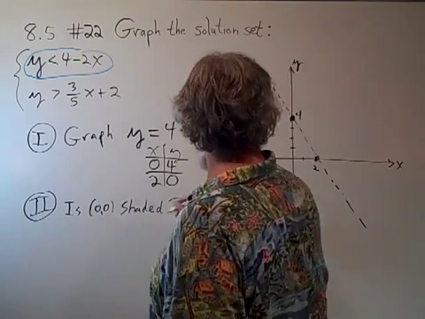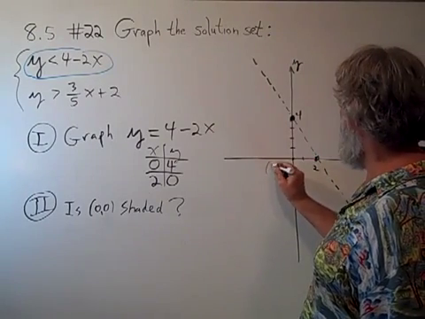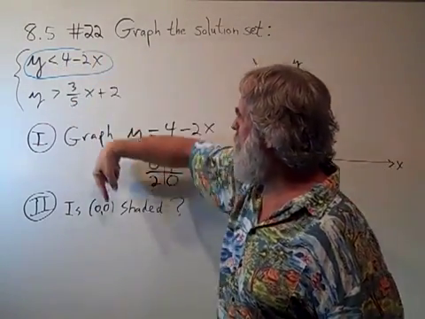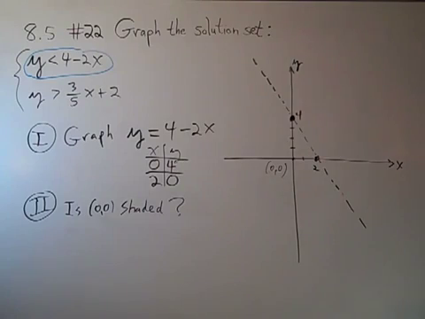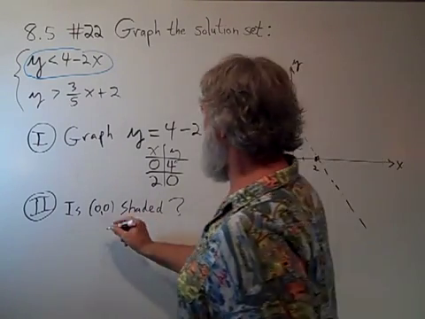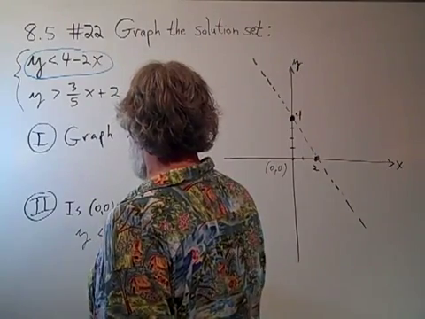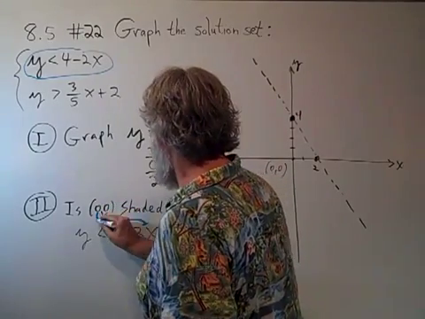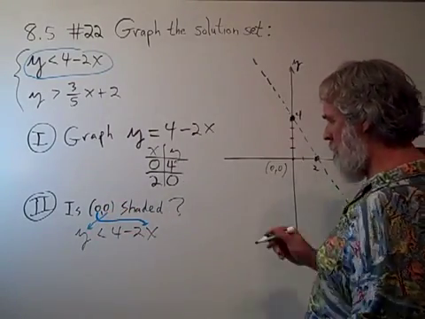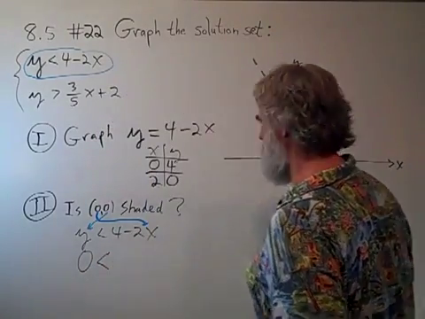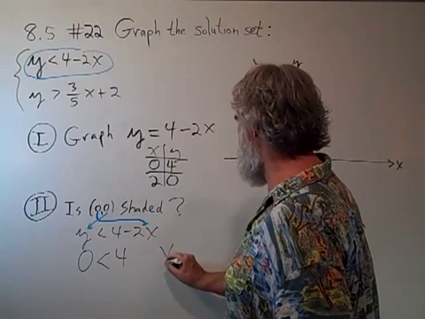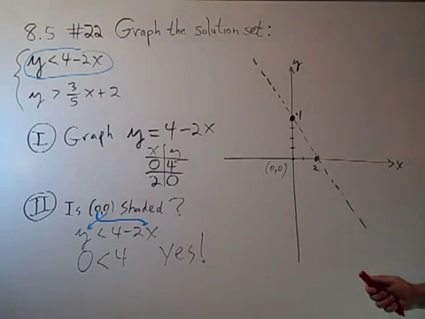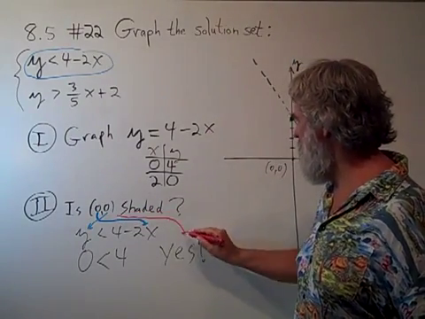And we answer this question by asking, is the origin shaded? Or you could just see that y is less than means down below, so it's the bottom side that's shaded. But if you don't understand that, you can also do it this way. y less than 4 minus 2x. Substitute in x equals 0 and y equals 0. See if it's true. The resulting inequality is that 0 is less than 4, which is true. Yes, 0 is less than 4.